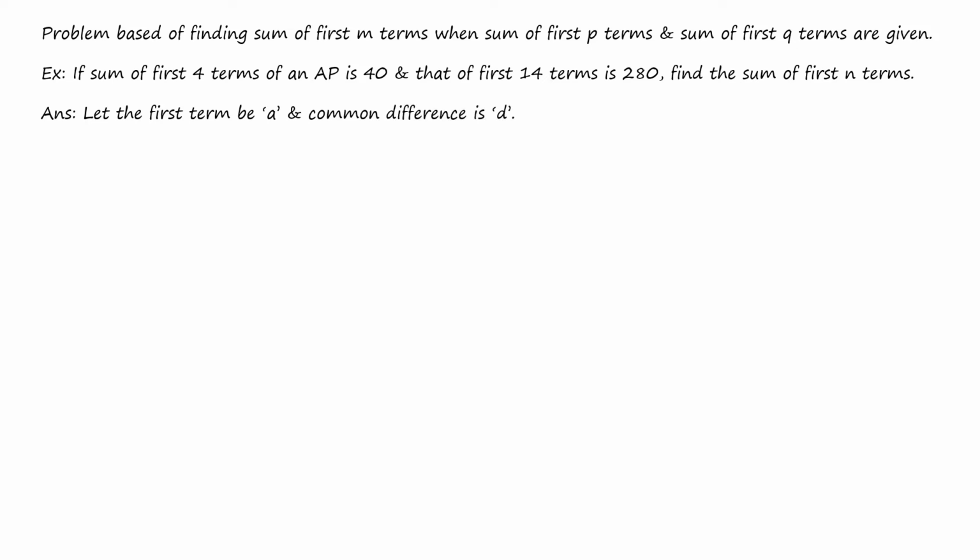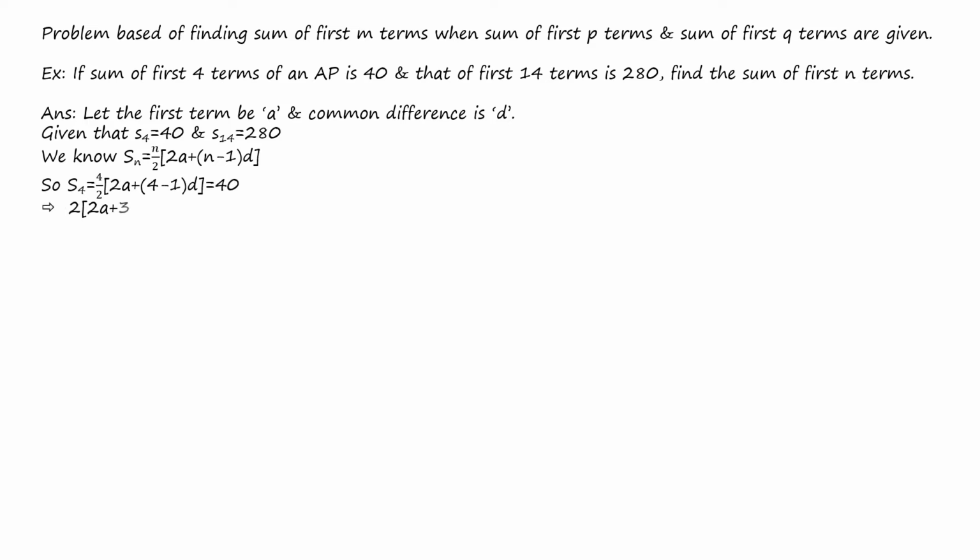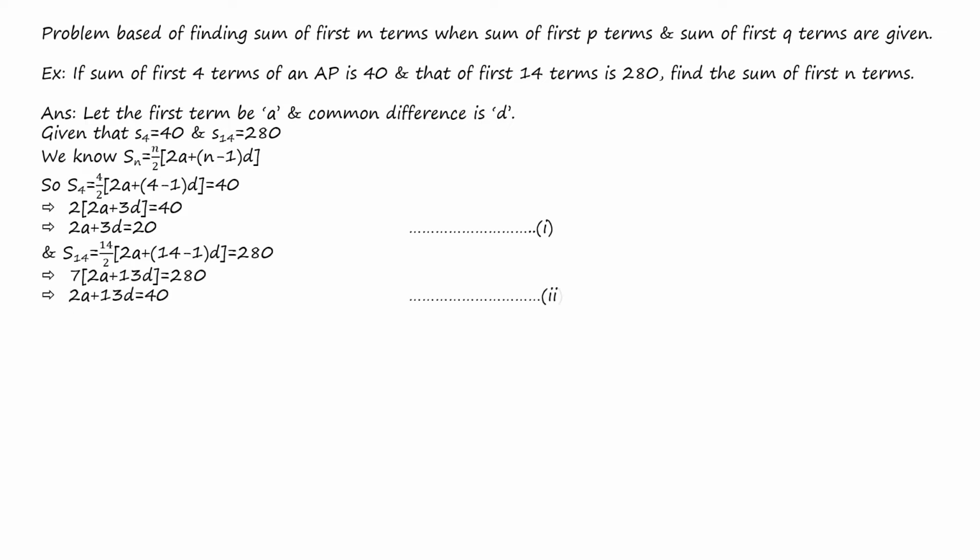Let the first term of the given AP be a and the common difference be d. So it is given S4 is 40 and S14 is 280. Now we know that Sn equals n by 2 into (2a plus (n minus 1) into d). So S4 is 4 by 2 into (2a plus (4 minus 1) whole into d). On solving we get 2a plus 3d equals 20. Let this be the first equation.